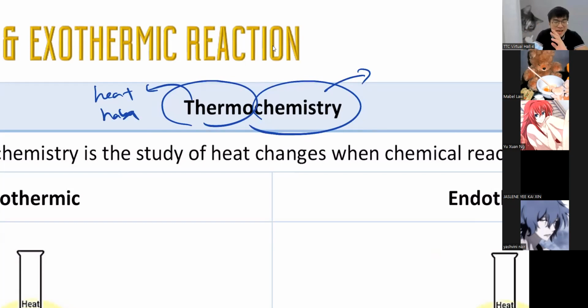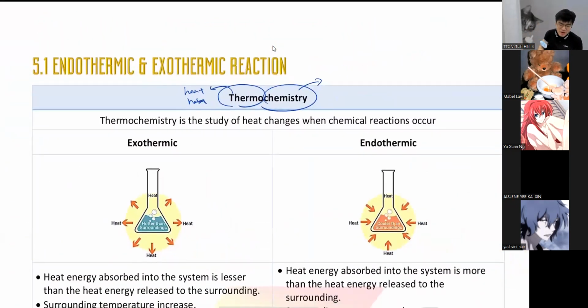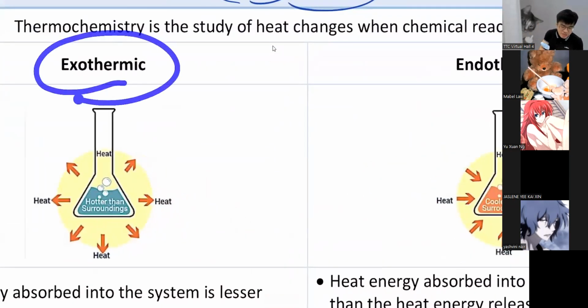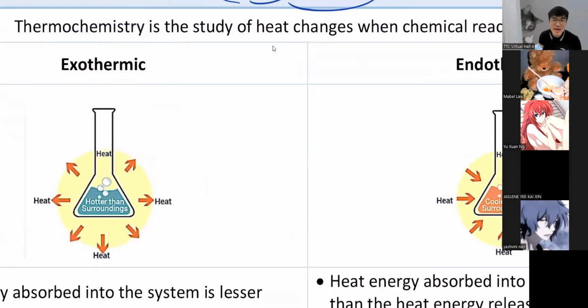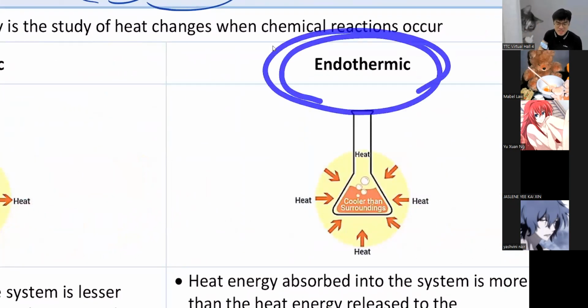Any equation, any chemical reaction, you do any reaction, you will have some kind of heat change. All right, so which brings me to my next point. Our chemical reaction has 2 types. You have exothermic reaction, tindak balas exothermic, and you have endothermic reaction. All right, what does it mean?